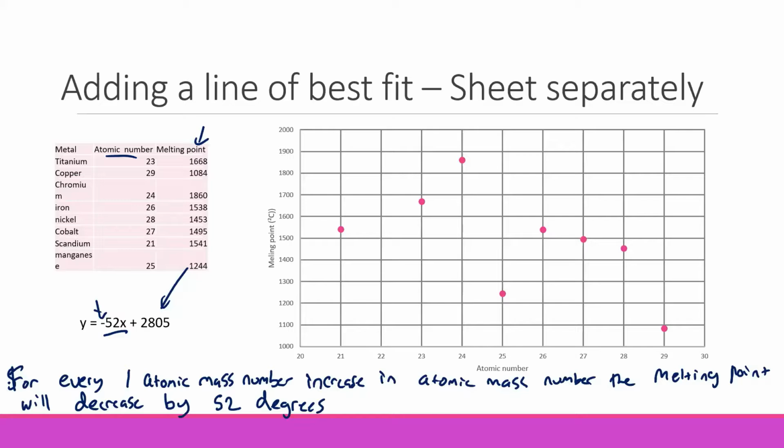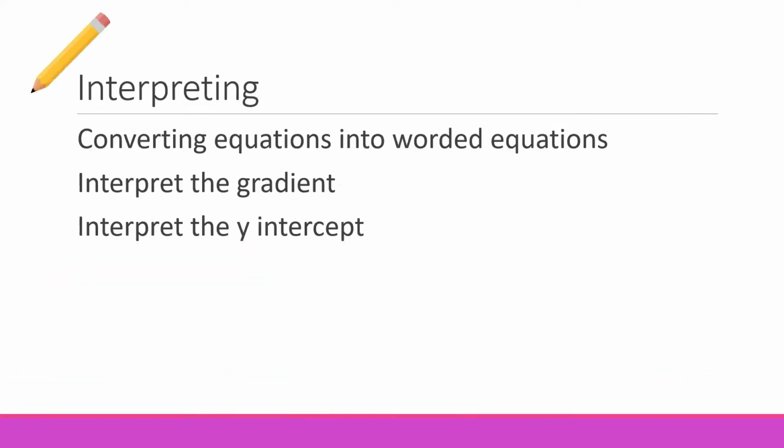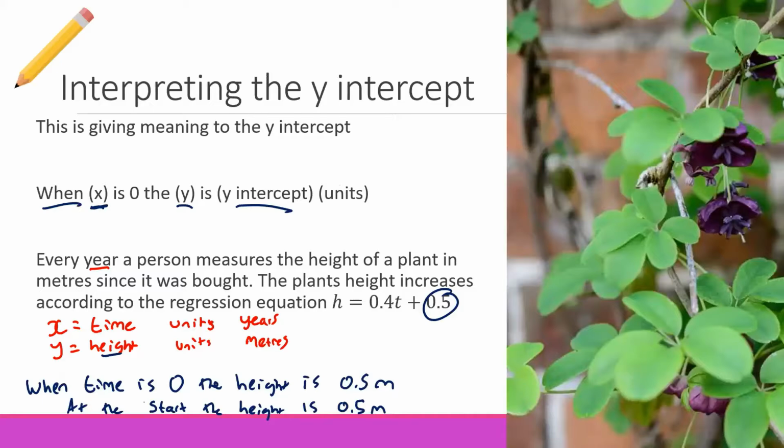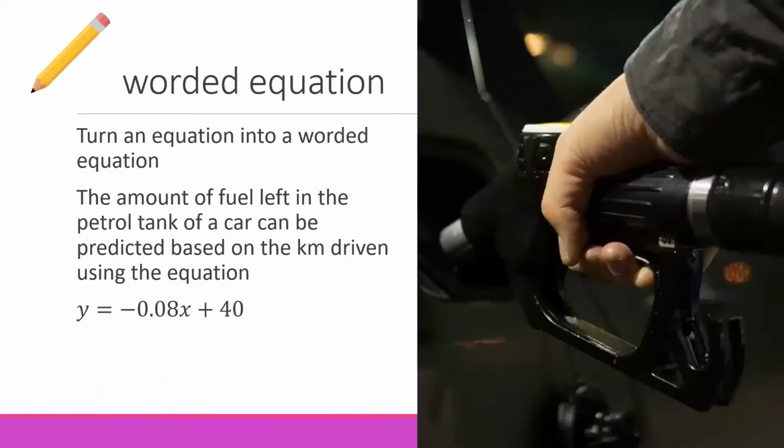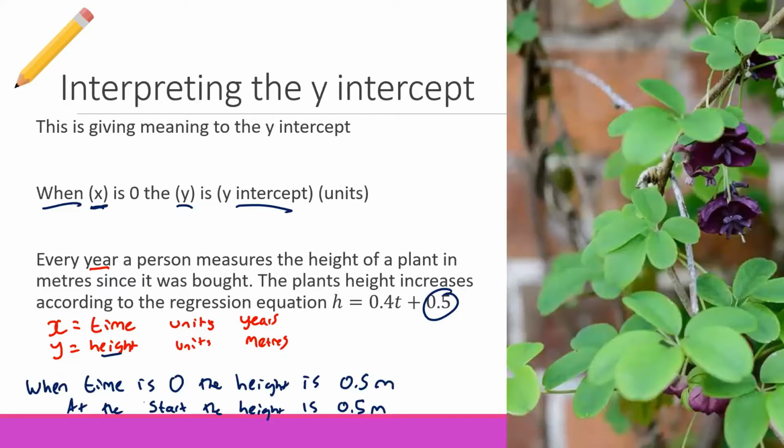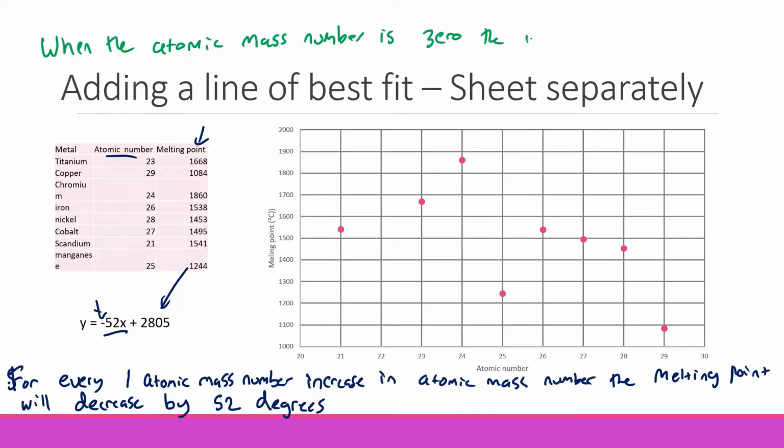Nice, excellent. And then someone might say, oh, sir, why don't you do the y-intercept? Well, let's see how we will do the y-intercept. To do the y-intercept, we need to say this: when x is 0, so we would write down when the atomic mass number is 0, the y, which is the y-intercept units, the melting point, is 2,805 degrees.